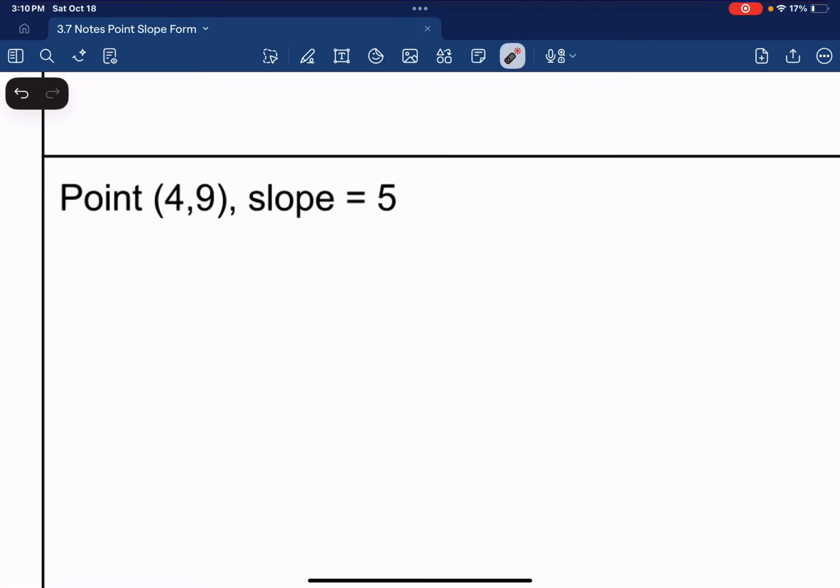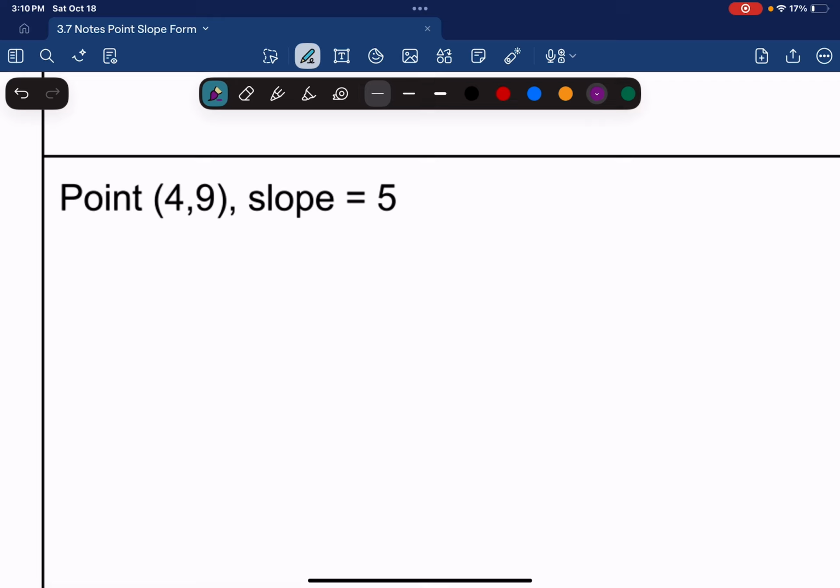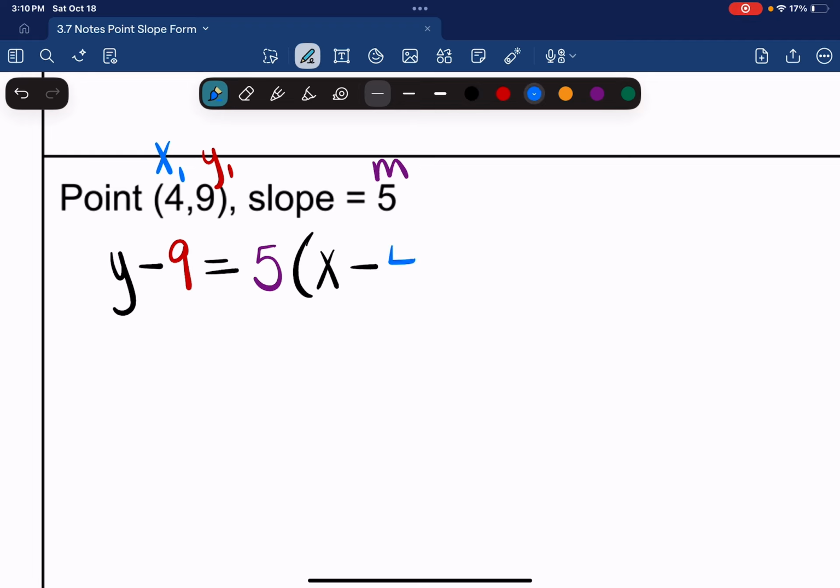We have the information, a point is located at 4, 9, and the slope of the given line is 5. So again, we want to label our values, x1, y1, and then our slope, of course, is our m value, right? So we know y minus y1 equals m times x minus x1. Y minus y1 equals our slope, which is 5, times x minus our x1 value of 4. All right, so this is point-slope form.